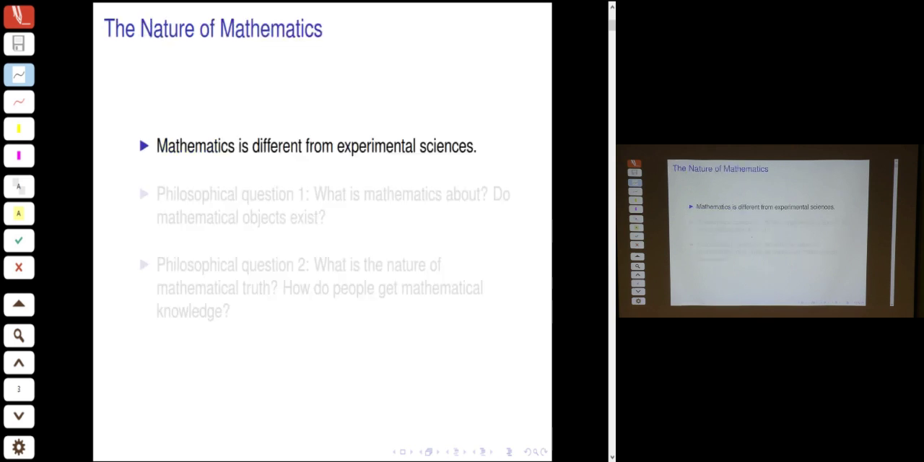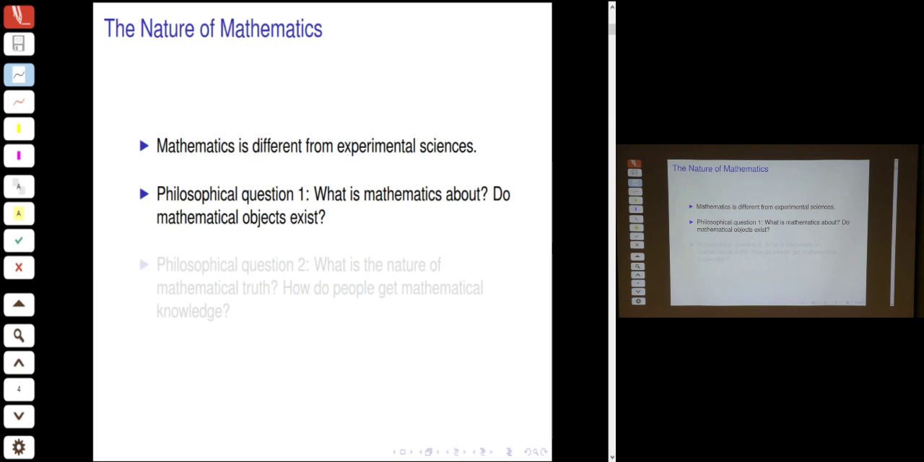Okay. So now I want to start the topic by asking you some questions, right? We are studying mathematics, and this general education module is called Living with Mathematics. Now mathematics is a very special discipline, right? Mathematics is different from experimental sciences. I mean, it's different from biology, physics, chemistry, although we are all in the Faculty of Science. So what are the differences?